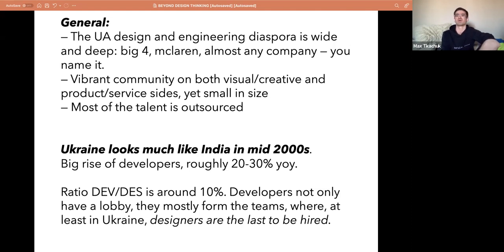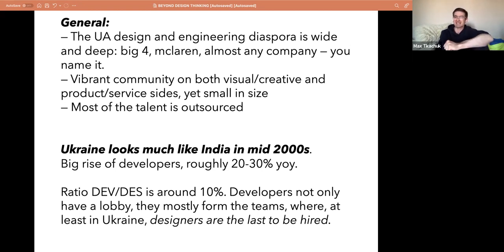Through registrations for this particular event and talk we're holding now, I've seen Ukrainians designing for Panda Dog, Lift, and many other things. Yeah, registered to this thing. Okay, we have a vibrant design community on both the visual and creative side and product and service, yet small in size. And we need scale. We need many more people. Most of the talent is outsourced. That means they are doing the work not for local Ukrainian purposes. And it's a pity.